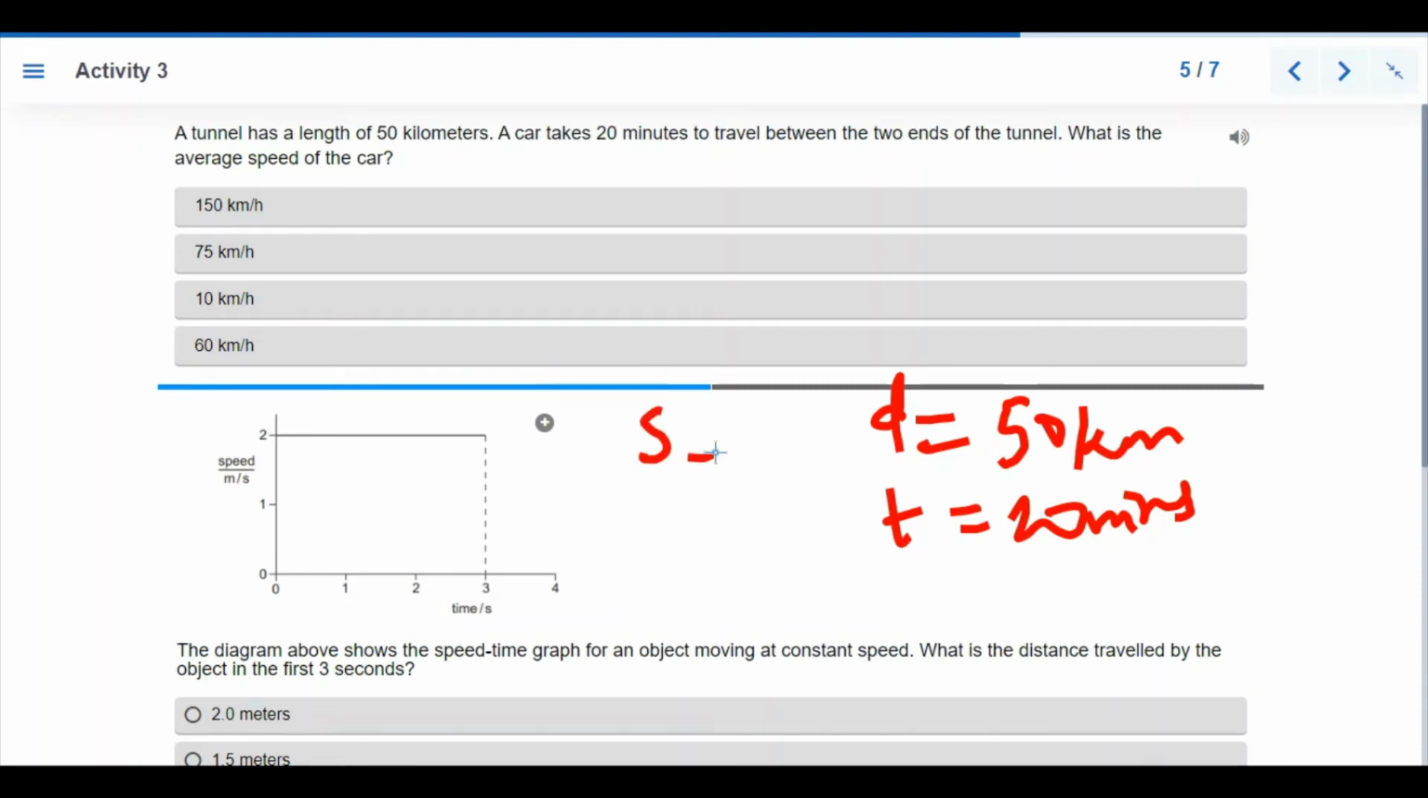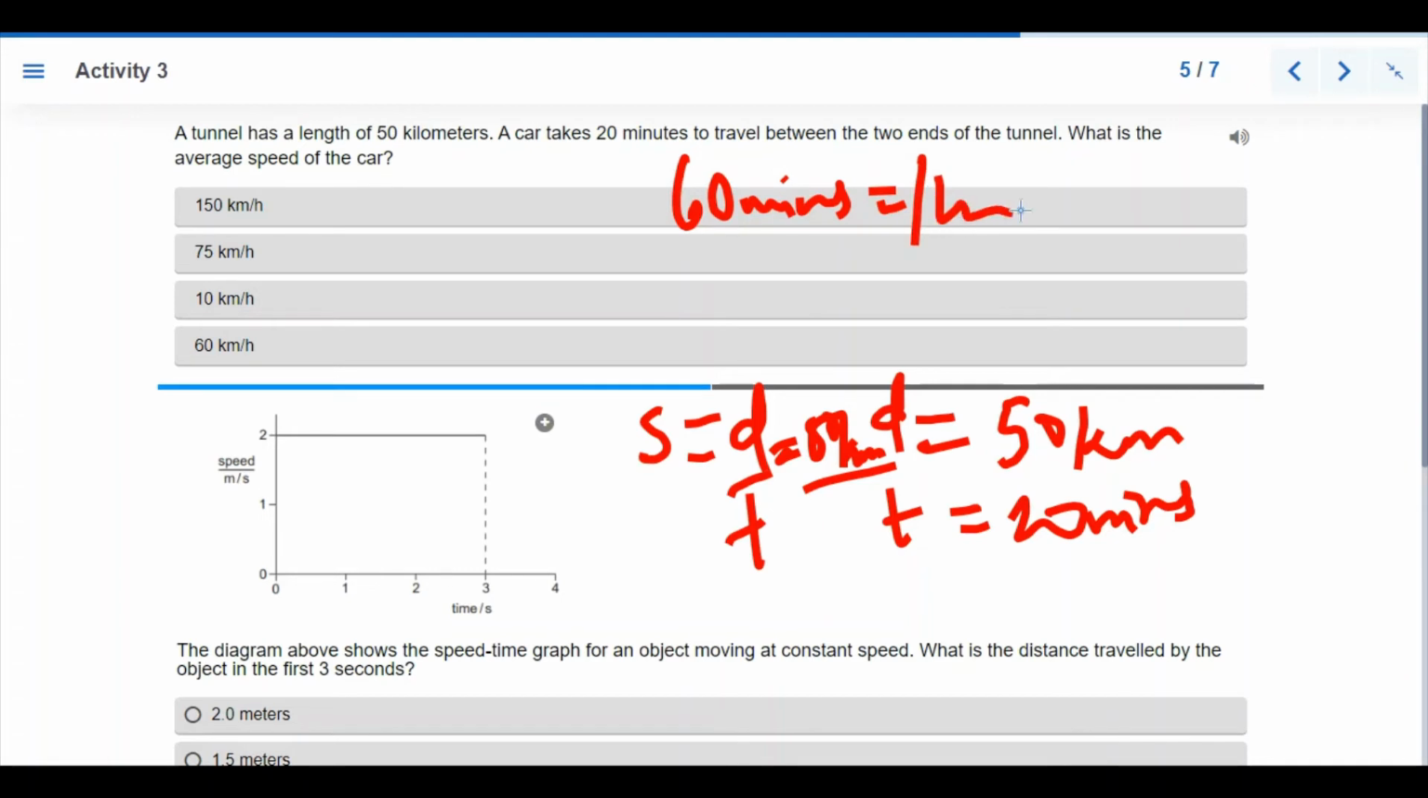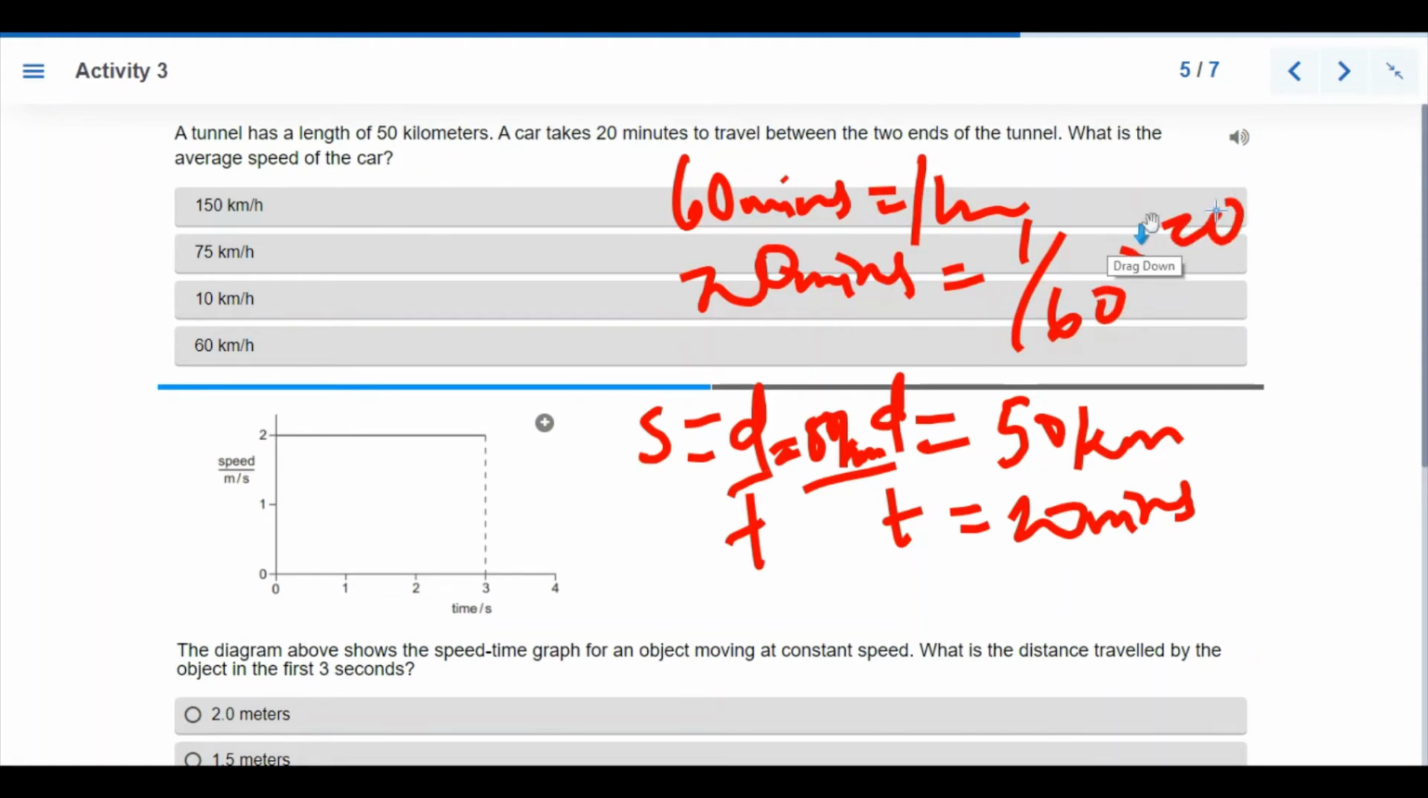Speed is distance over time. We have 50 kilometers, and for 20 minutes, don't forget that 60 minutes is equivalent to 1 hour. 20 minutes will be 1 over 60 times 20. That's 1/3 hours.